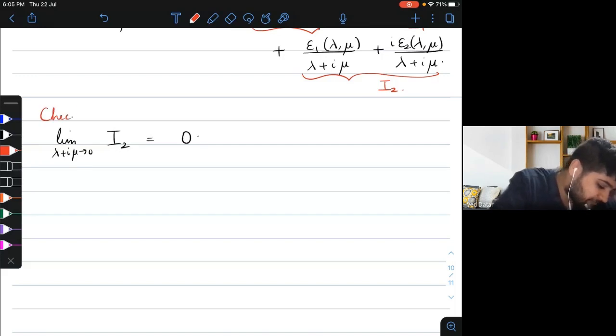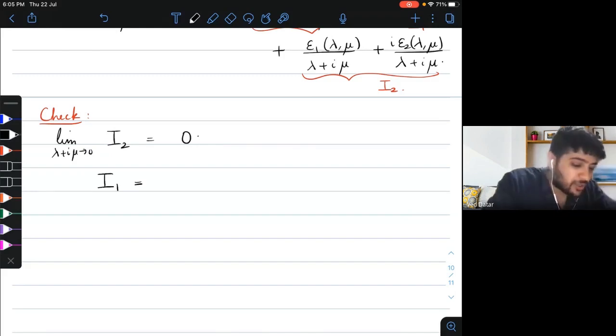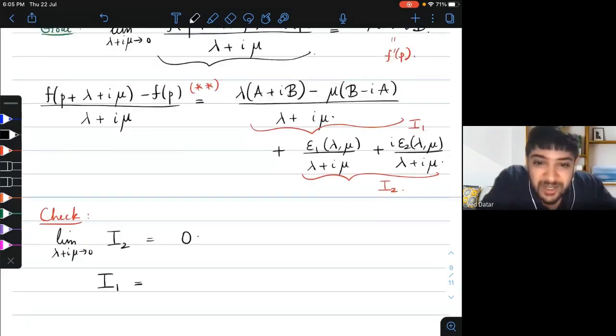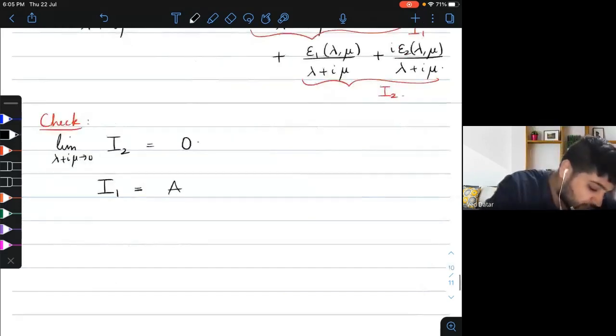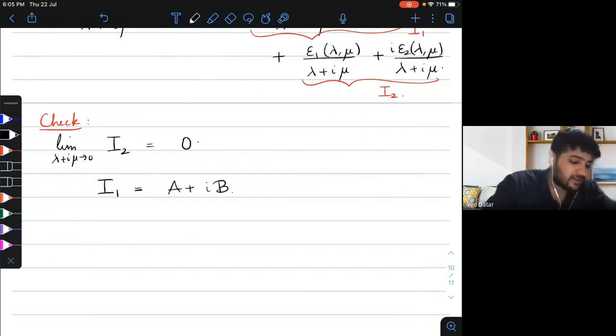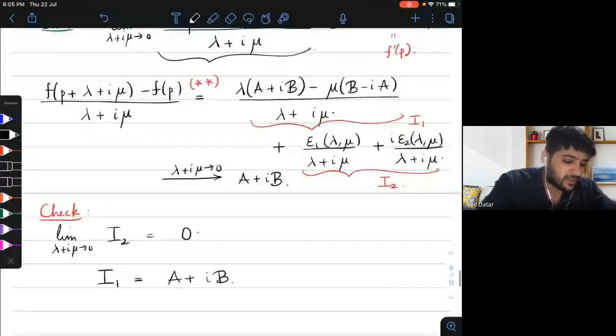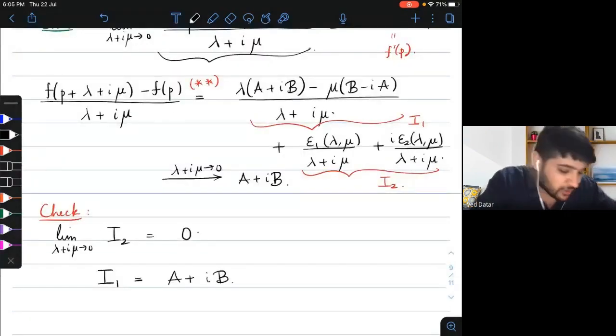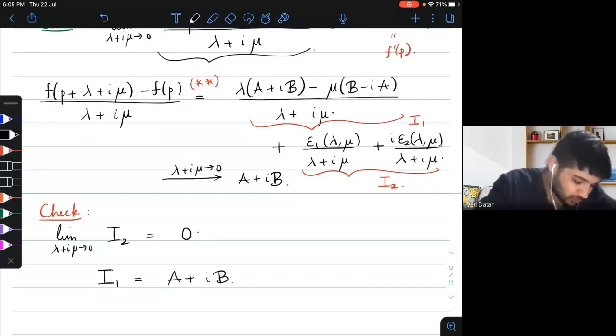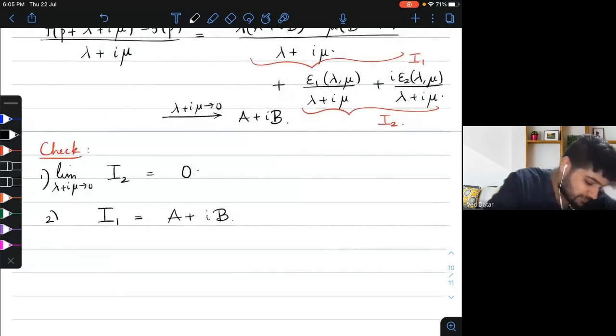So check that I1 is actually, I mean, you can sort of multiply and divide by the complex conjugate. This is basically just going to be a + ib. Okay, so in other words, when you let lambda + i mu go to 0, this entire thing is basically just going to converge to a + ib. Since I'm running a bit short of time, I don't want to do all these calculations, but it's a good exercise to check these two things.